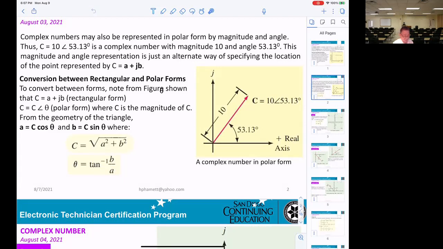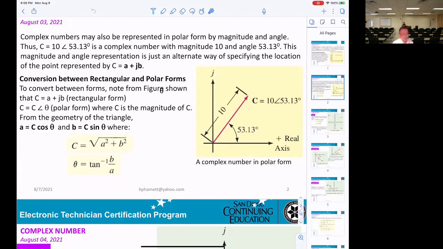That is the way to convert it from rectangular to the polar. And now, from the geometry of the triangle, if you want to get A, it will be C times cosine theta, and B equals C sine theta. So make sure that will be the formula you will be using all the time if you are working with a complex number.